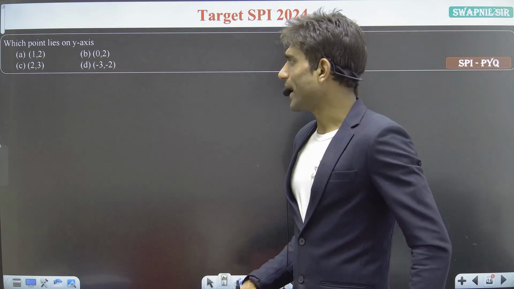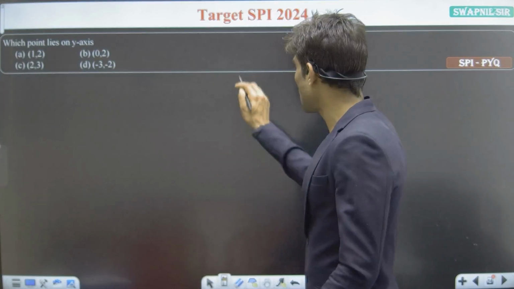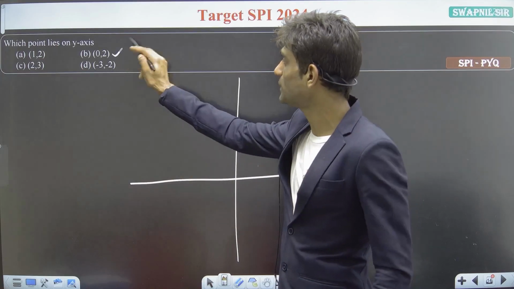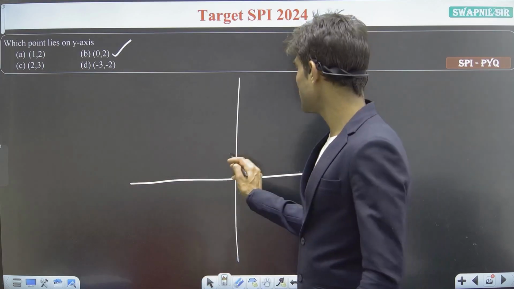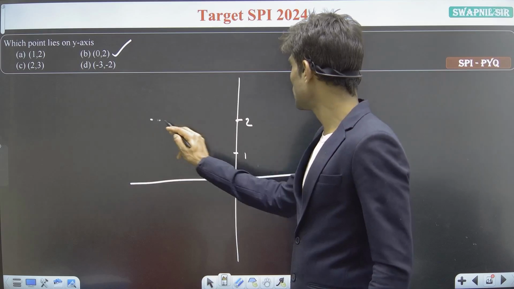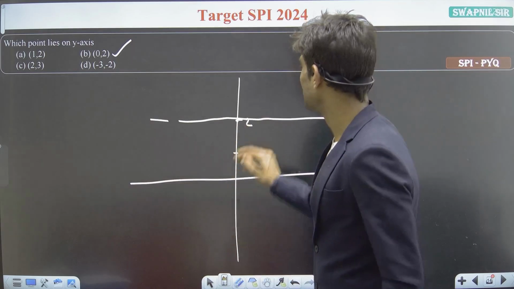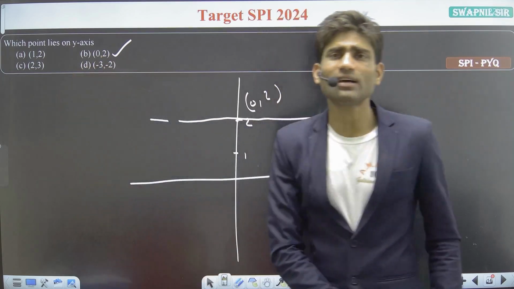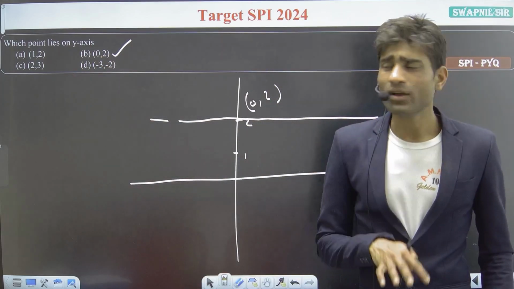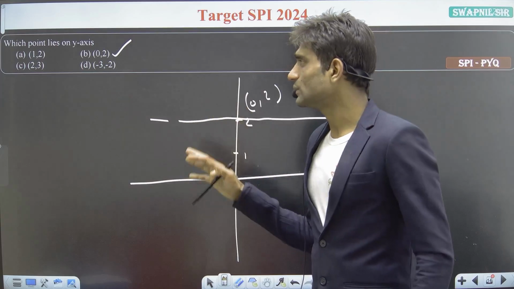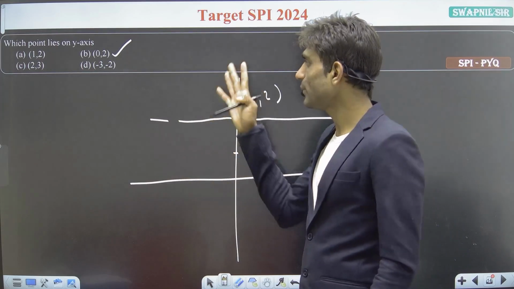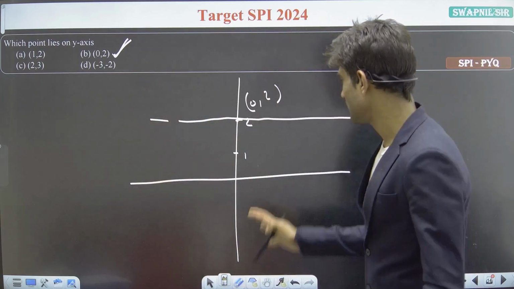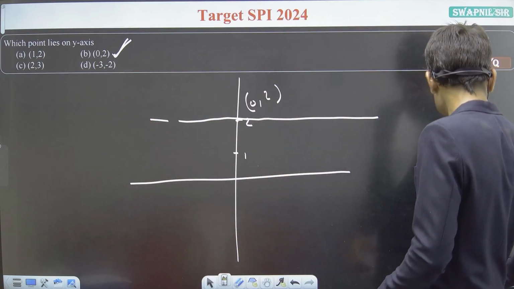For a point which lies on the y-axis, that means x always equals 0. So in our option C, x is 0, this one is 1, this one is 2. So our required answer is (0, 2), which lies on the y-axis. If you plot the remaining points, they cannot lie only on the y-axis; they are part of the x-axis too. That's why we don't have to take another point. Only (0, 2) is our required answer. I hope you all have understood this solution.